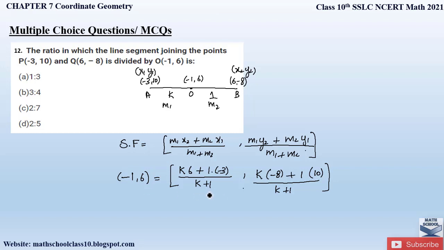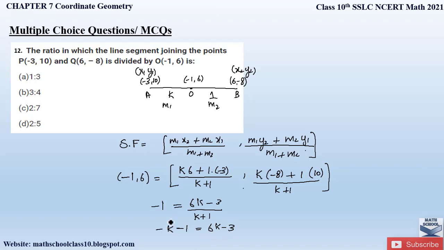Now again here we will equate the x coordinate part separately and y coordinate part separately to find out the ratio k is to 1. So taking the x coordinate part and equating, minus 1 is equal to 6k minus 3 divided by k plus 1. So cross multiplying we get minus k minus 1 is equal to 6k minus 3.